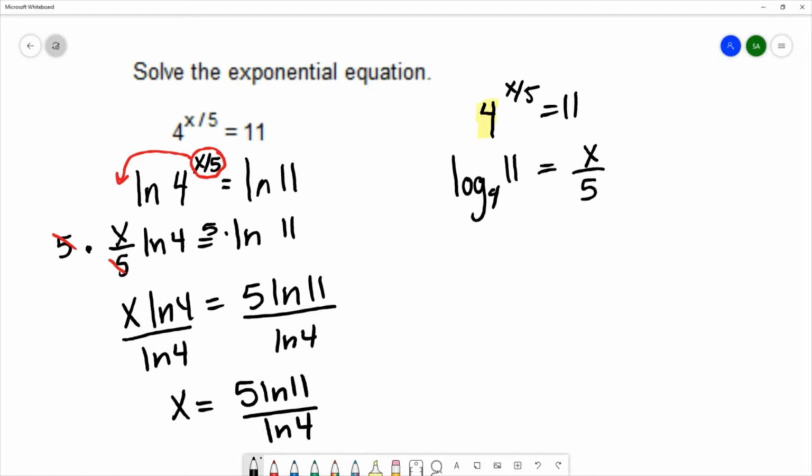Now we want to get x by itself, so I would multiply by 5 on both sides, and I have x equals 5 log base 4 of 11. And this gives me my solution. Now, even though this solution and the earlier solution look different from each other, if we were to type those in our calculator, we'd get the exact same answer. They are just different forms using logarithmic properties.